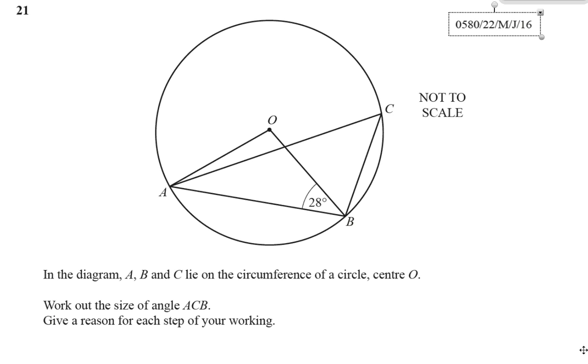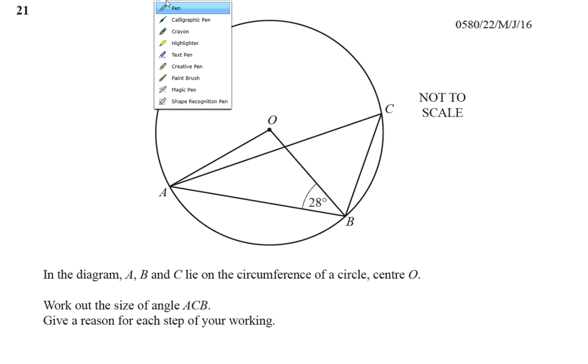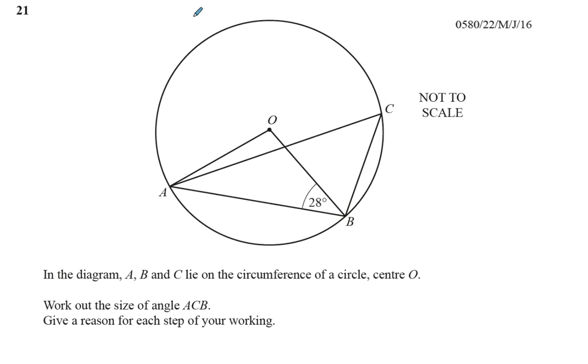Okay, so question number 21 from May/June 2016, paper 2, variant 2. A question on angles and circles. We're told in this diagram that A, B, and C are on the circumference of the circle, and that O is the center of the circle. We see there's an angle formed there. We're also told that there's an angle here which is 28 degrees.